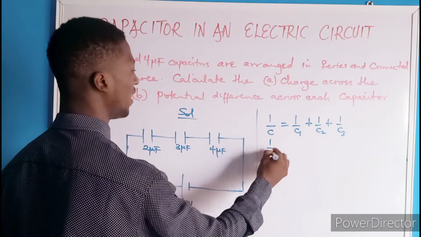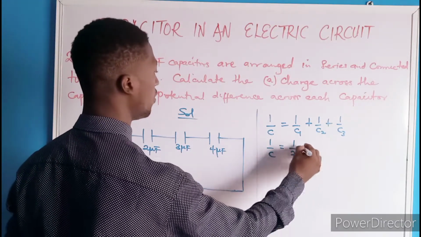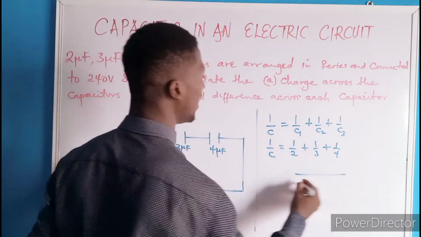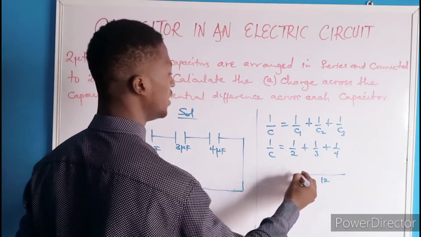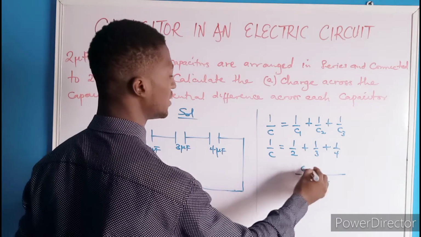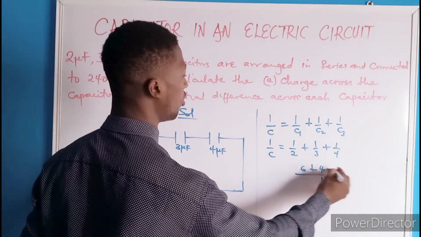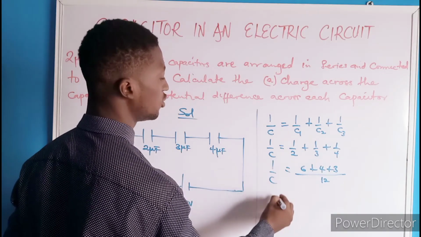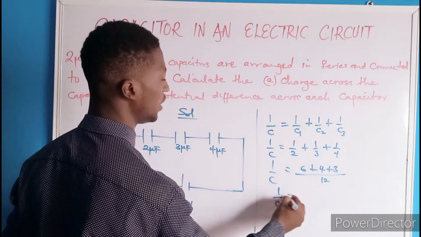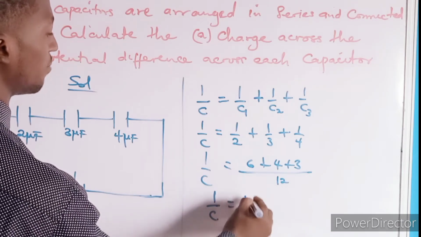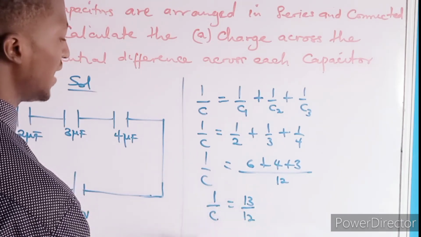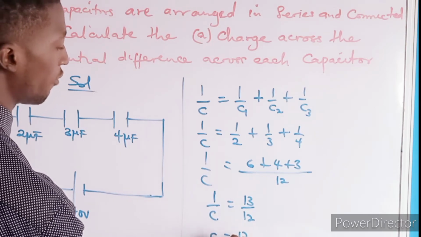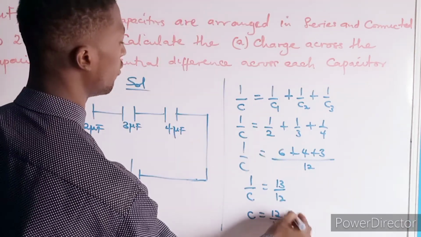Here now we have 1 over C is equal to 1 over 2 plus 1 over 3 plus 1 over 4. Taking the LCM of everything, we have 12. 2 in 12 is 6, 3 in 12 is 4, and 4 in 12 is 3. So we have 1 over C to be 13 over 12. Taking the reciprocal of both sides, C is equal to 12 over 13 microfarad.